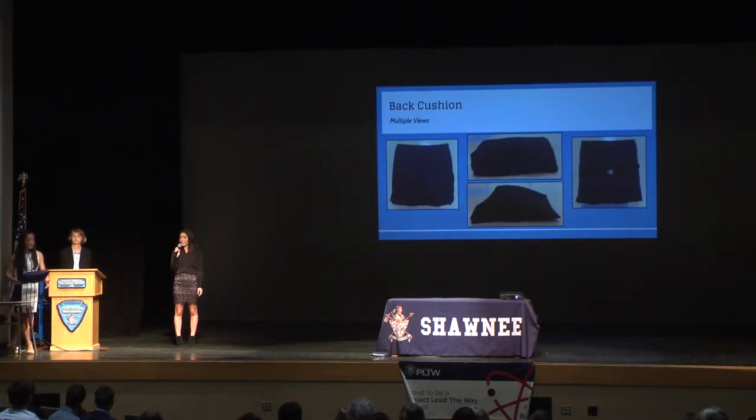And next we have our back cushion. So we have, again, a top view, a front and side view. In the side view, you can see how it is curved for the spine, and a back view with the buckle.